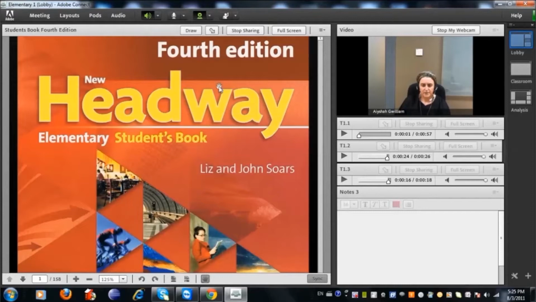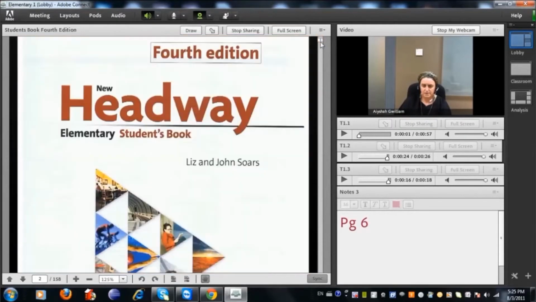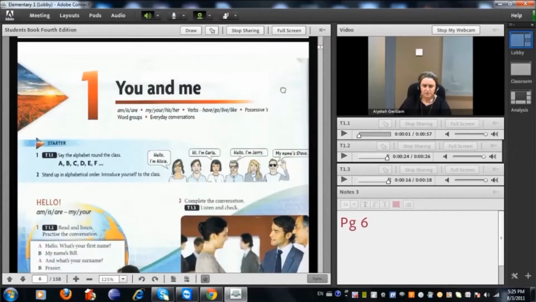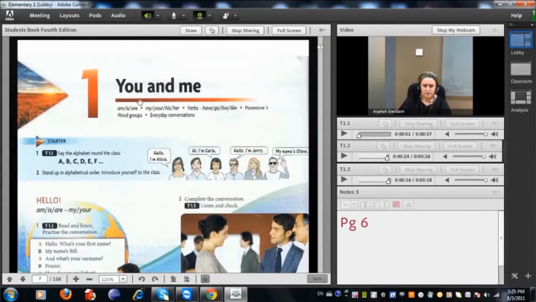Now, you should have in front of you the new Headway Elementary Students book, and it should be the 4th edition. Okay, check that you have the correct book. Now, let's turn to page 6. Page 6. And page 6 should be Unit 1, You and Me.